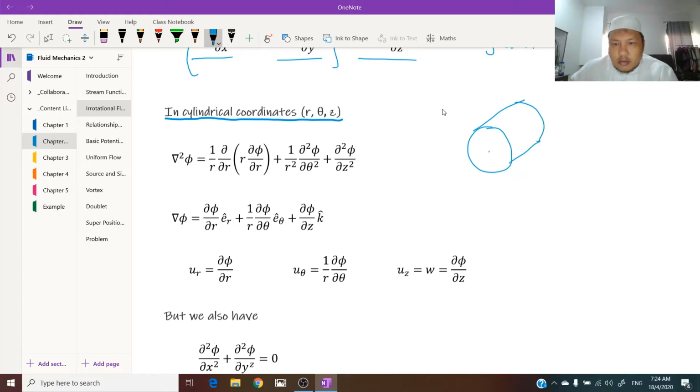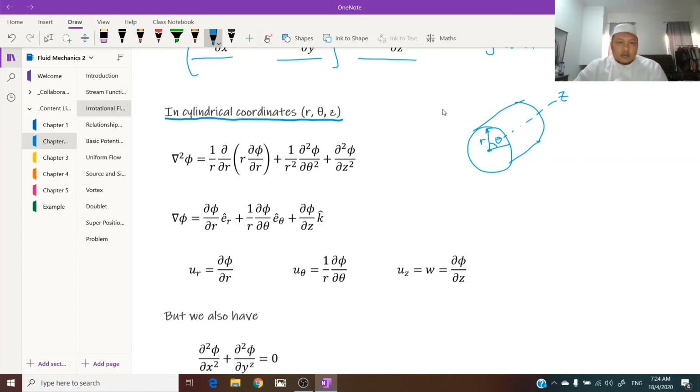All right, so what we have here, we have r, the radius, and then we have theta, and also in this direction, we call it z. Okay, r, theta, z. So theta is the angular direction, and r is the radial direction.